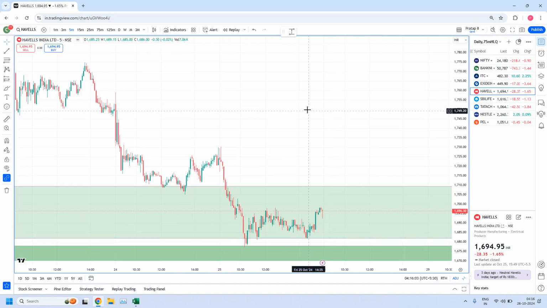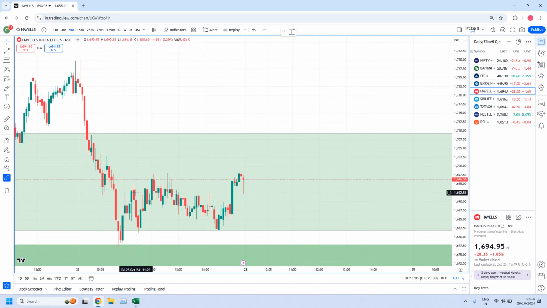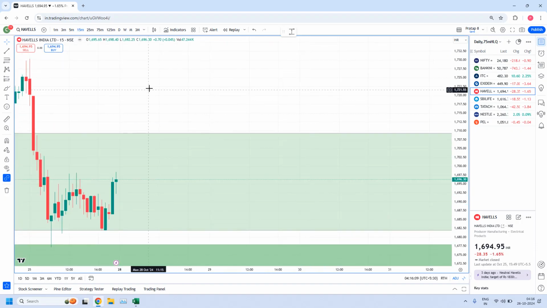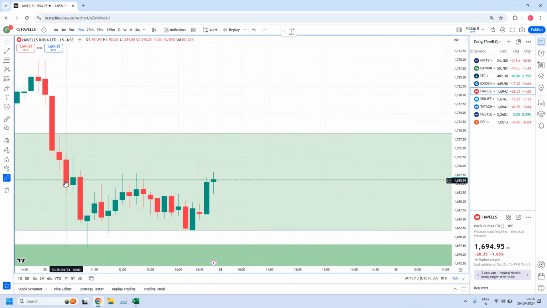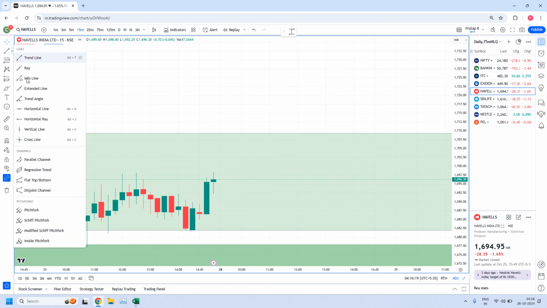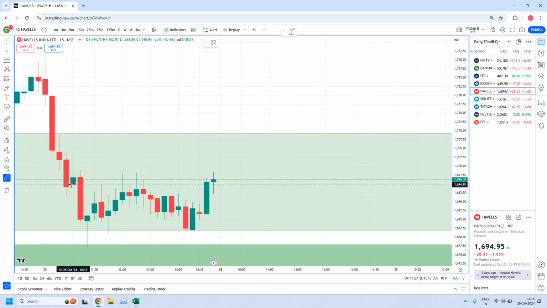See here prices entered and after that it moved. Did they move up to 15 minutes target zone? Yes, they moved up to 15 minutes target zone. Where is the target zone? We have a drop, base, a drop. See this is the, let me draw a horizontal line. This is the target they already reached.